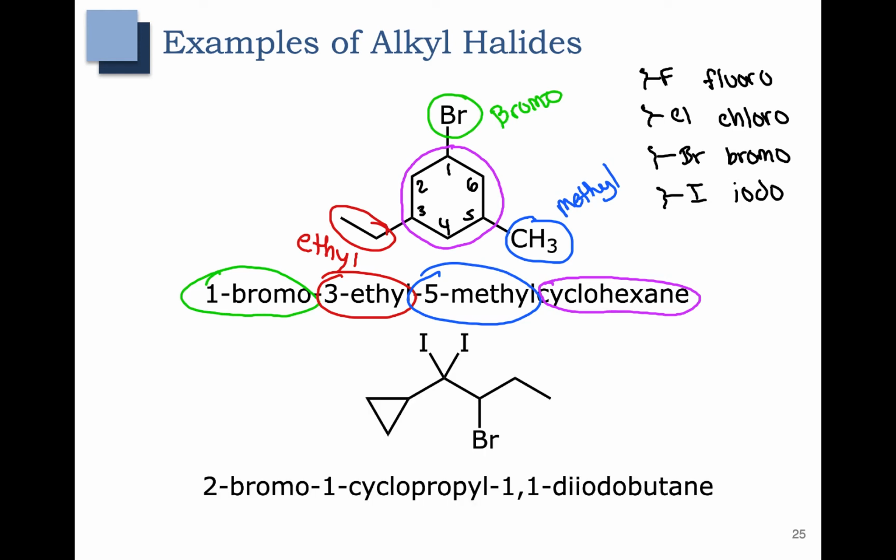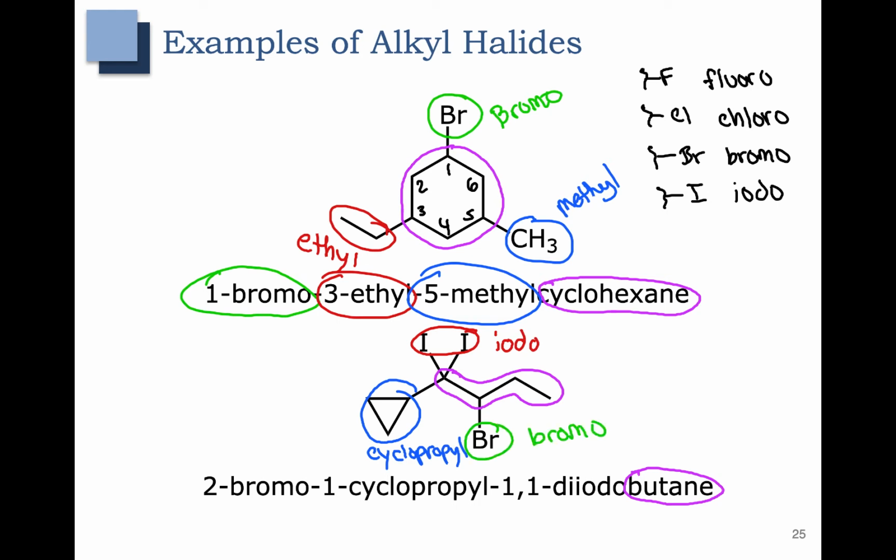In our second example here, our parent chain is butane, 4 carbons long. We're going to number from the left because we have 3 substituents at this position. If we number from the right, 1, 2, 3, we won't get a substituent until number 3. So we have a cyclopropyl group here, 2 iodo groups here, and a bromo right here.